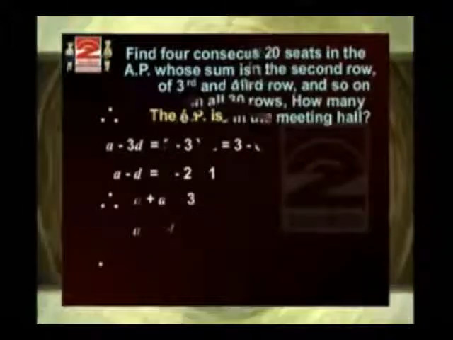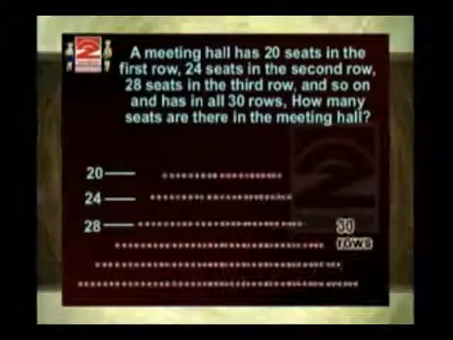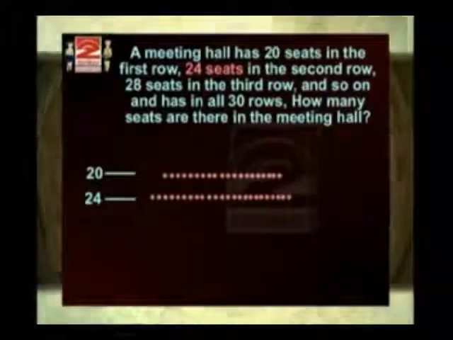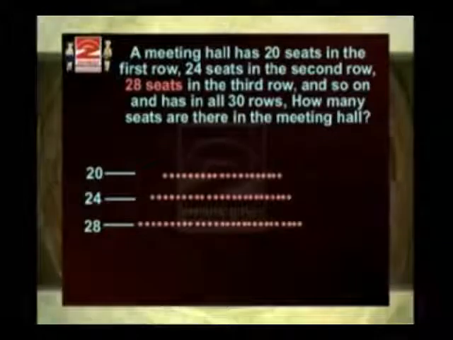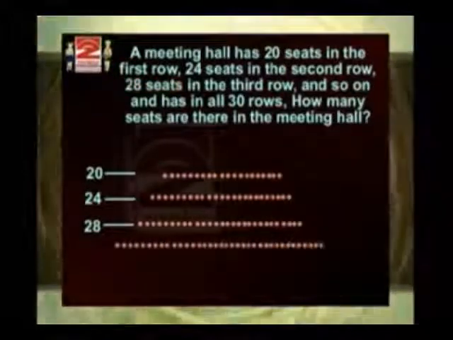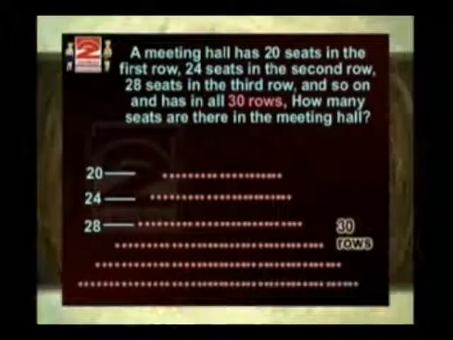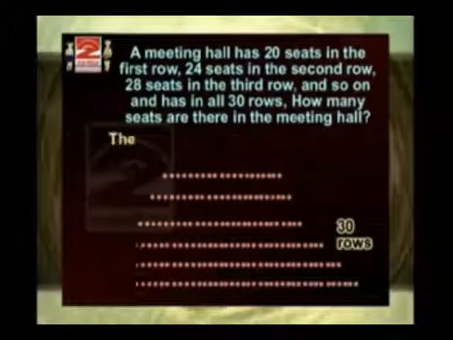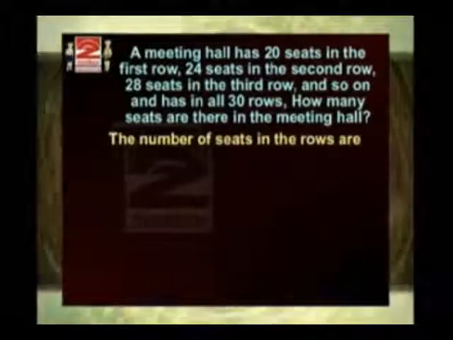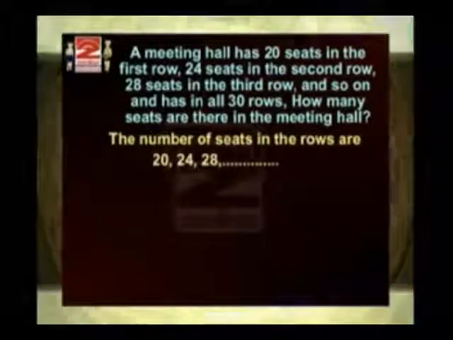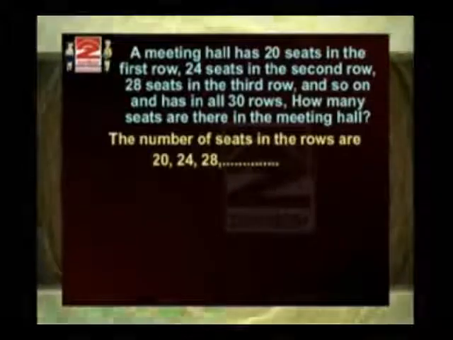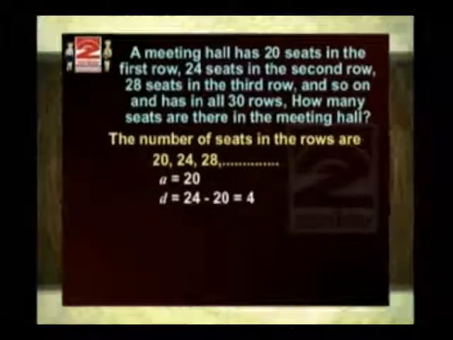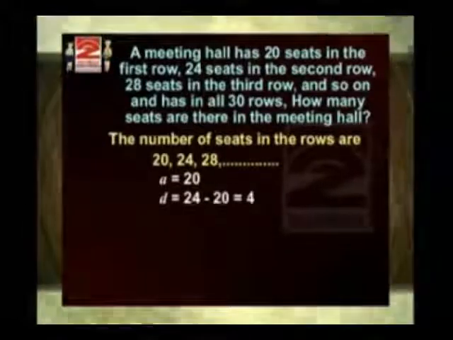Now we'll see one word problem. A meeting hall has 20 seats in the first row, 24 seats in the second row, 28 seats in the third row, and so on, and has in all 30 rows. How many seats are there in the meeting hall? The number of seats in the rows are 20, 24, 28, dot dot dot. That means A is equal to 20 and D is equal to 24 minus 20, that is 4.